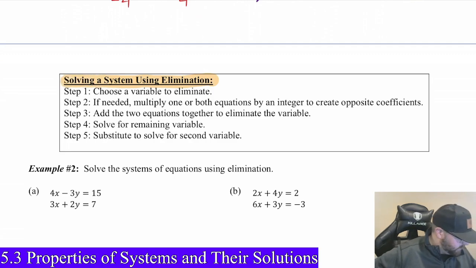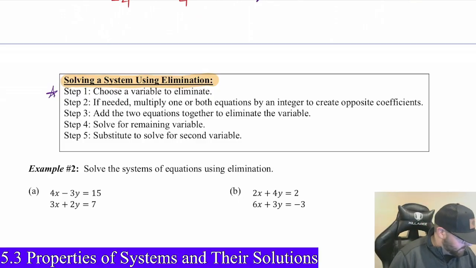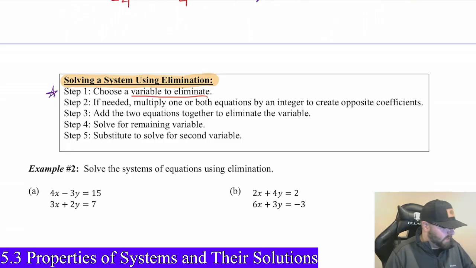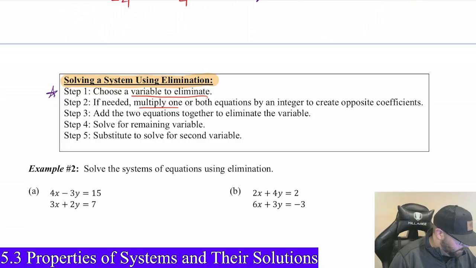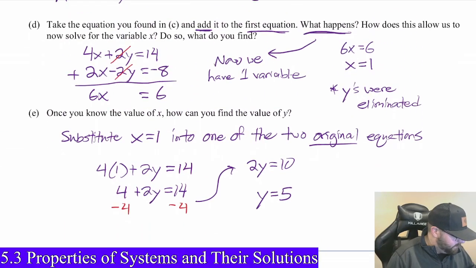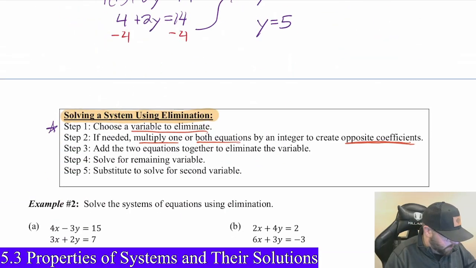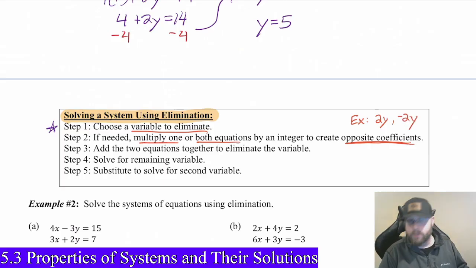Okay, first we're going to choose a variable to eliminate. That's the most important thing. I always try and pick the one that we want to get rid of first. And then if needed, here's a big thing, if needed, multiply one or both equations by an integer to create opposite coefficients. So if we go back up here, our opposite coefficients were a positive 2y and a negative 2y, because they're going to add up to 0.